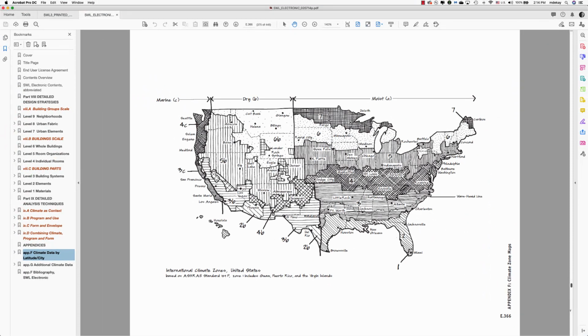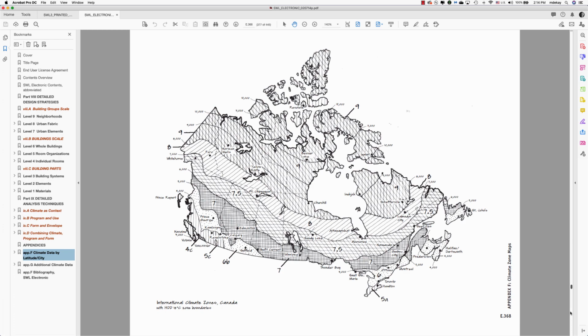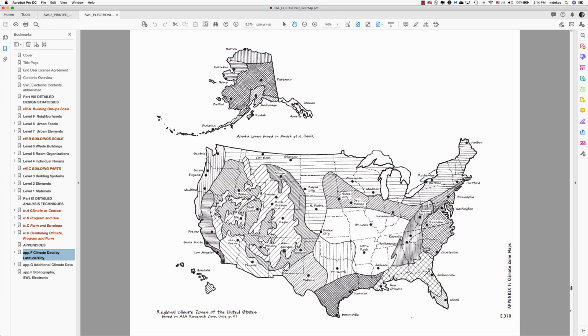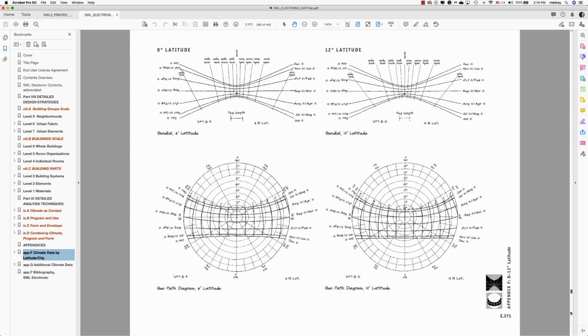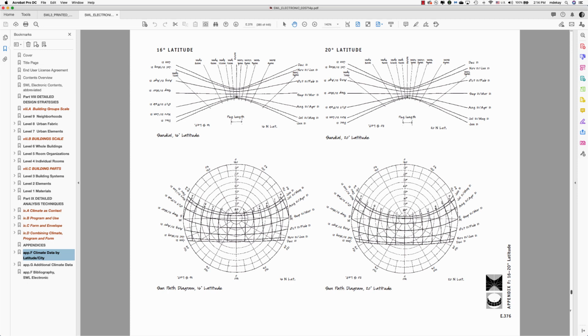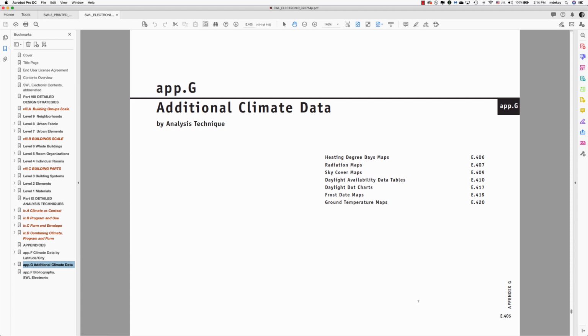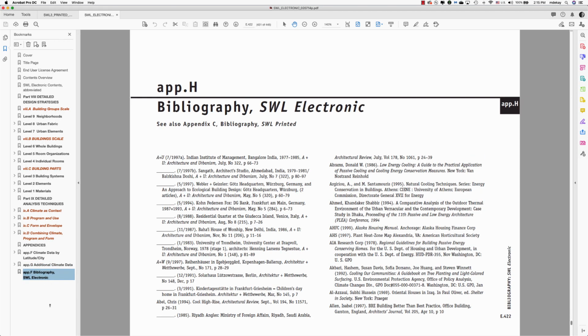And then you'll see that the climate maps are repeated again. And then we start with the latitude. So you can get sun charts for every latitude or every 4 degrees of latitude. Then we have various extra things. These are mainly things that you would use if you were working a particular kind of technique. So if you want to study something about daylighting, you might look at daylight availability or sky cover, etc. And that's it. Down to the bibliography, and you know how to use one of those.